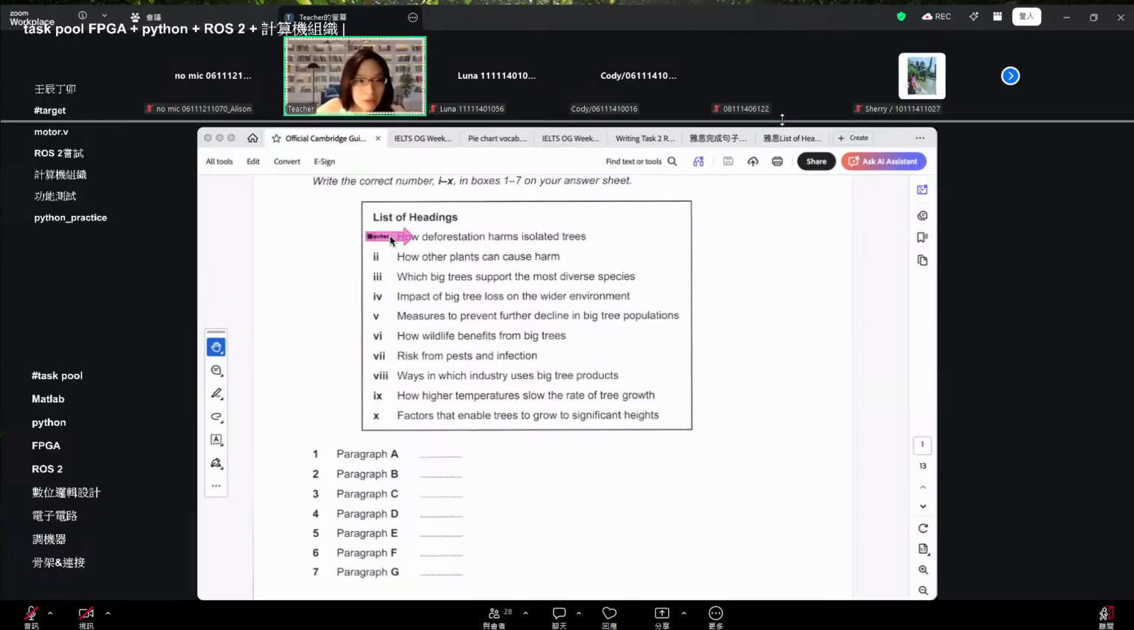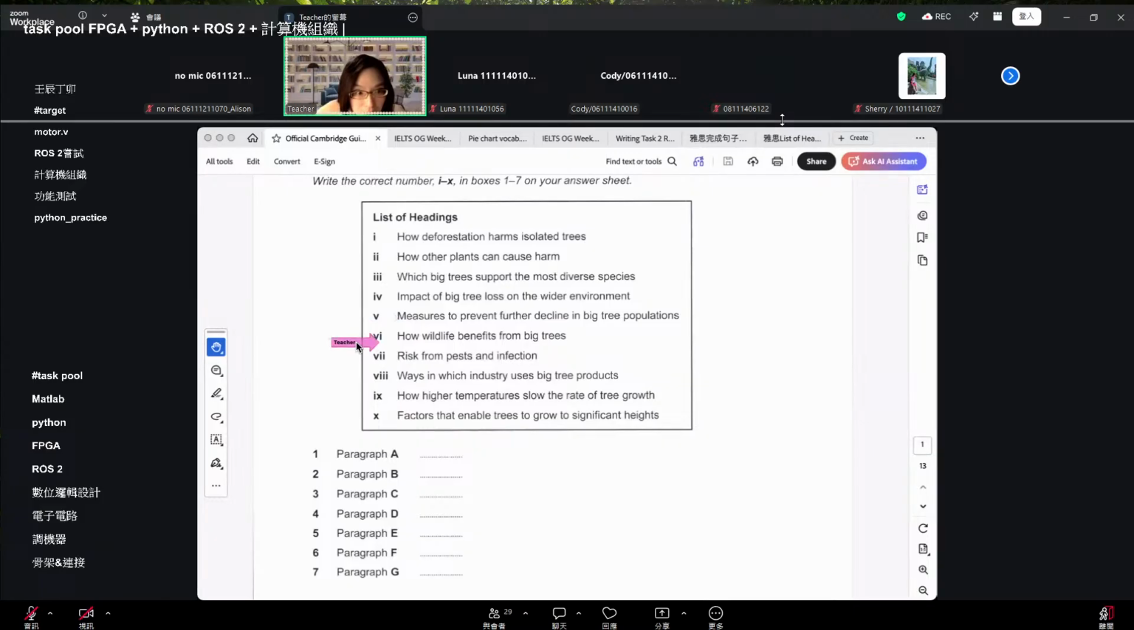First, how deforestation, we never talk about deforestation. Deforestation means cutting down trees. How other plants can cause that. Which big trees support the most diverse? They did talk about diverse species, but when they mention the tall trees, they never talk about a specific kind. So we didn't say which tall trees. No. Impact of the big trees loss. Nah. Measure of prevent further decline. We did not read any measures. We did not read any approaches or ways to prevent further decline.